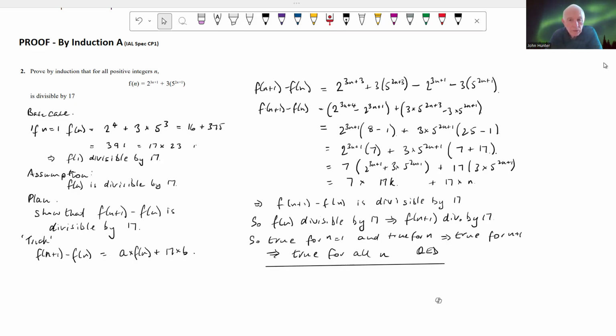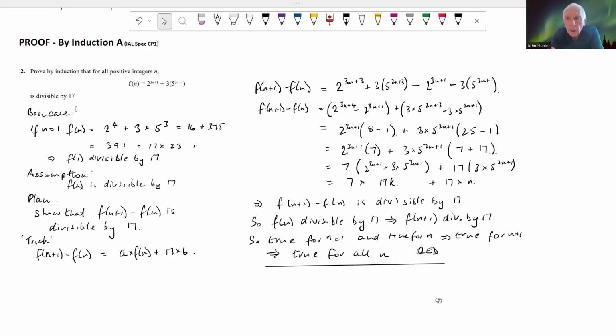Right. So we've got a worked example for a proof by induction. This is a fairly tricky one, really, because it incorporates a rather obscure step. Let's have a look. Prove by induction that for all positive integers n, f of n equals 2 to the power of 3n plus 1, plus 3 into 5 to the power of 2n plus 1, is divisible by 17.